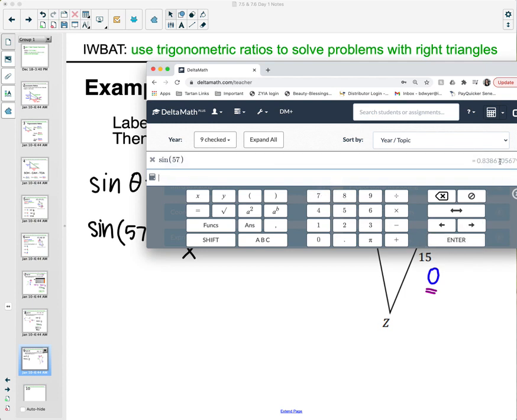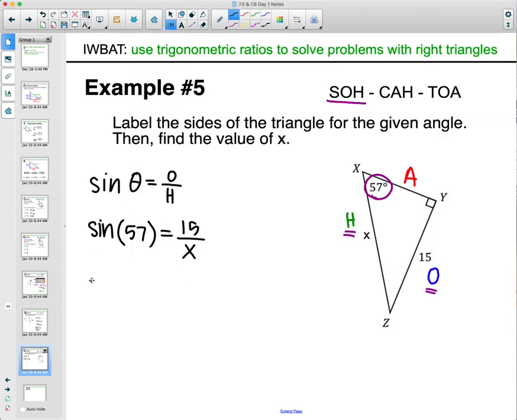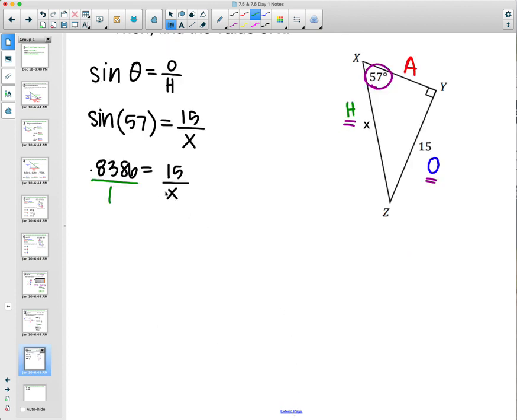So 0.8386 equals 15 over x. Again, we'll look at this as a proportion, and then we'll cross multiply. So we'll multiply this x up and the 1 up. In this case, we get x times this. So we're going to get 0.8386x equals 1 times 15, or 15.